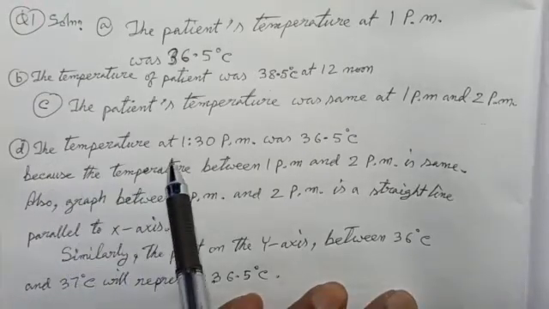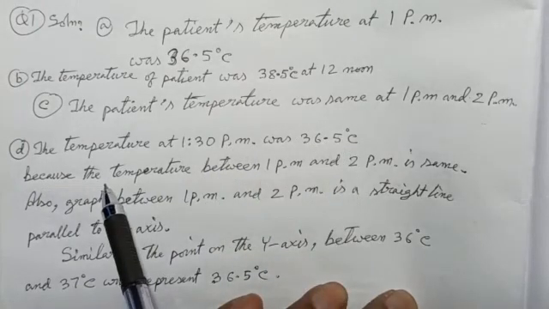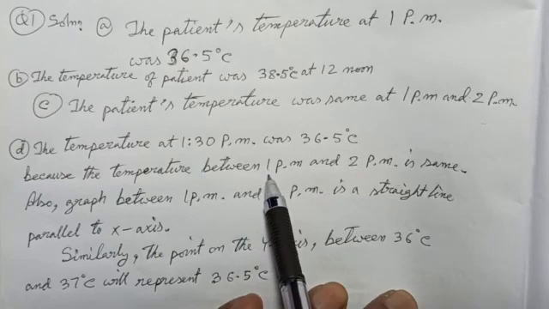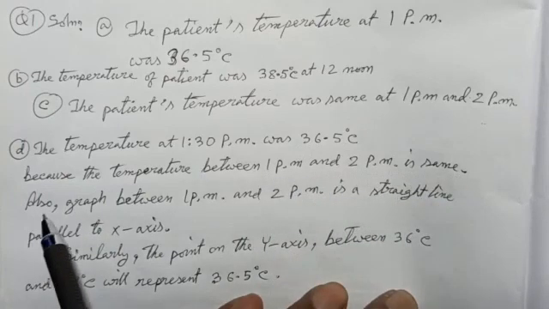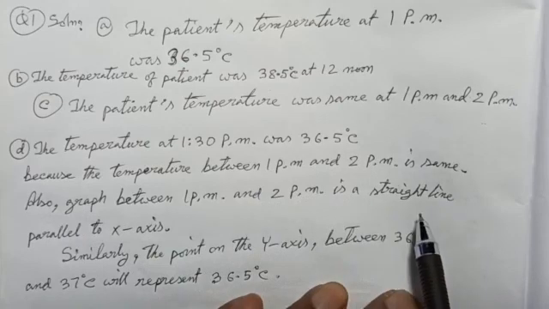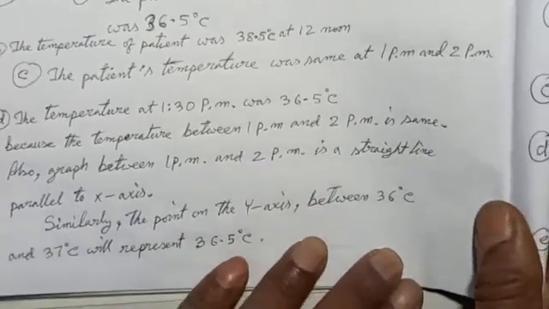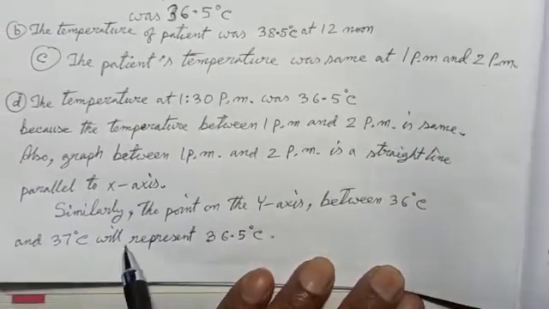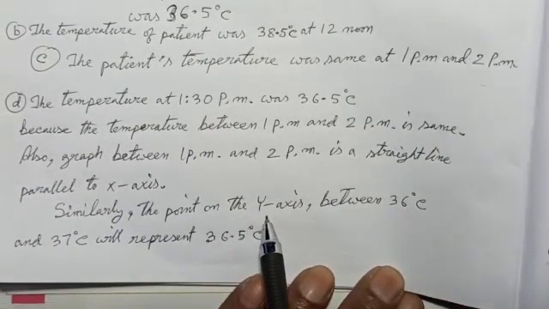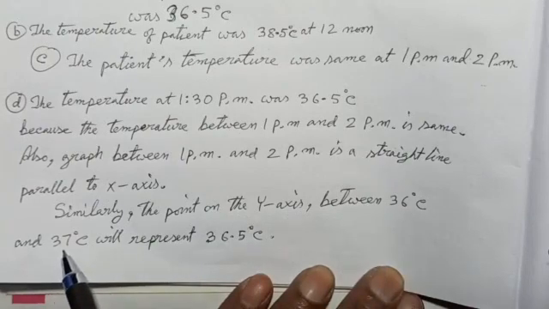The temperature at 1:30 p.m. was 36.5 degrees Celsius because the temperature between 1 p.m. and 2 p.m. is same. Also, the graph between 1 p.m. and 2 p.m. is a straight line parallel to the x-axis. Similarly, the point on the y-axis between 36 degrees Celsius and 37 degrees Celsius will represent 36.5 degrees Celsius.